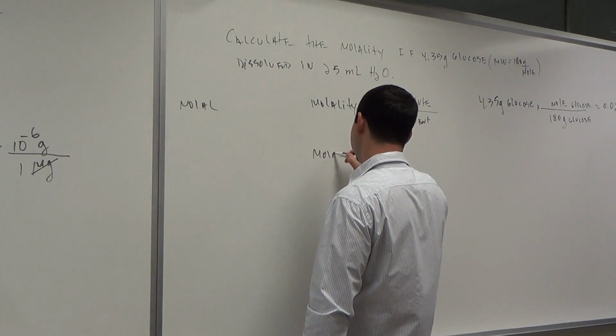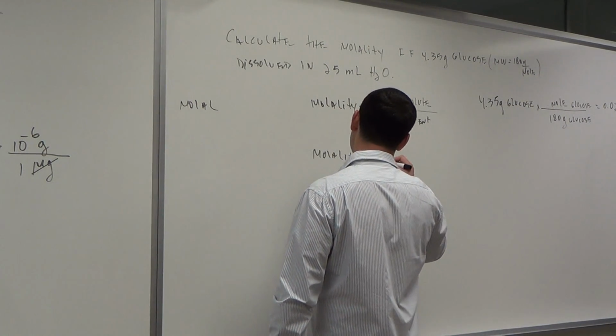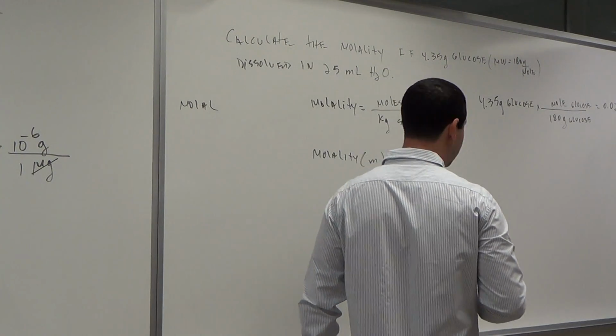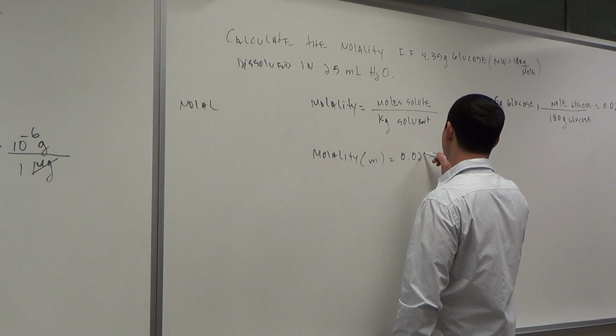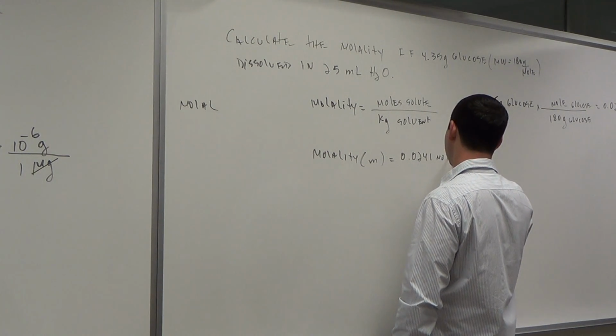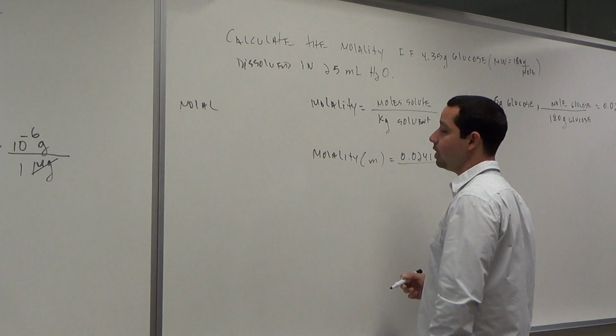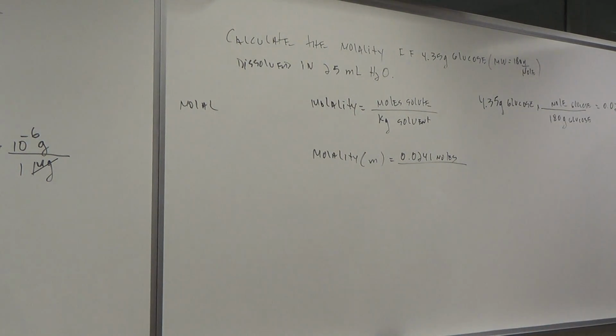So here's molality, and molality is lowercase italic m. And the moles of the solute, which is 0.241 moles, I am going to divide by the kilograms of solvent. Now, how much solvent do I have? 25 milliliters. This is what I have. Yet what I have to put in there is in kilograms. I have to go from volume to mass.